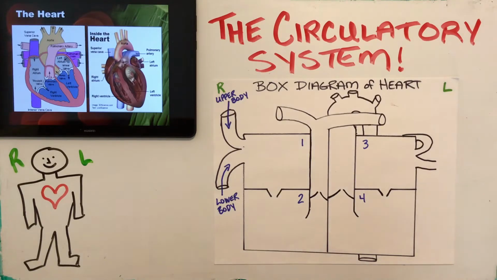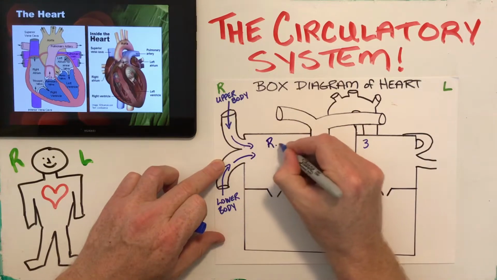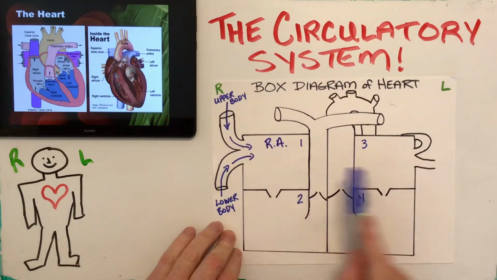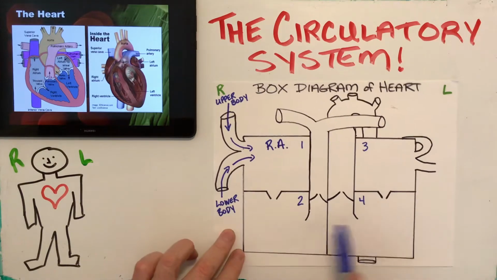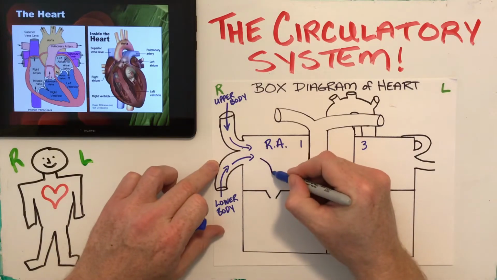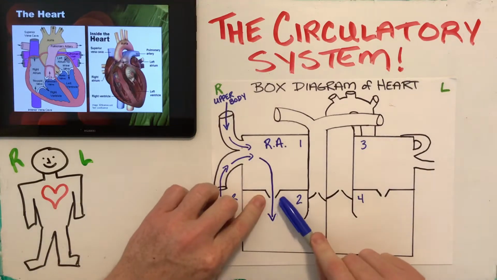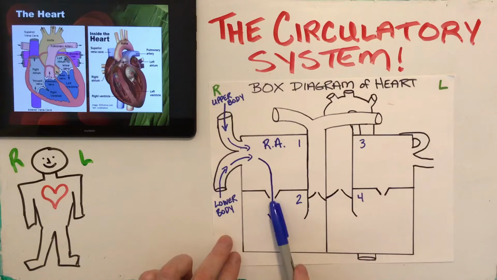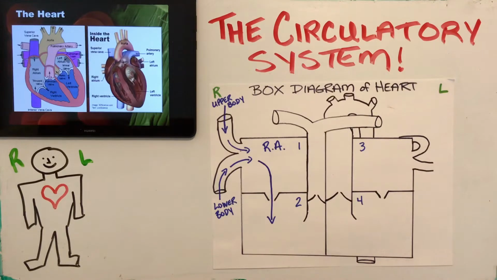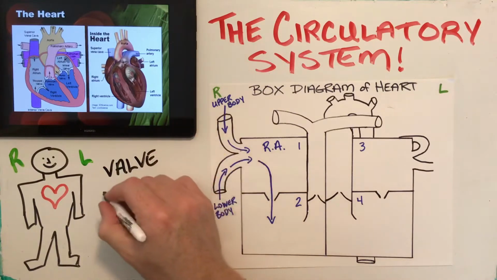And so it enters here at the right atrium. This is the right atrium. Remember, the atria are the top chambers of the heart. The ventricles are the bottom ones, right? So it enters here, and the atrium pumps it down through this thing. Now we see here, this is a valve, and the heart has 4 valves in it. There's one here, one here, one here, and one here. Now what a valve is, is a one-way doorway.